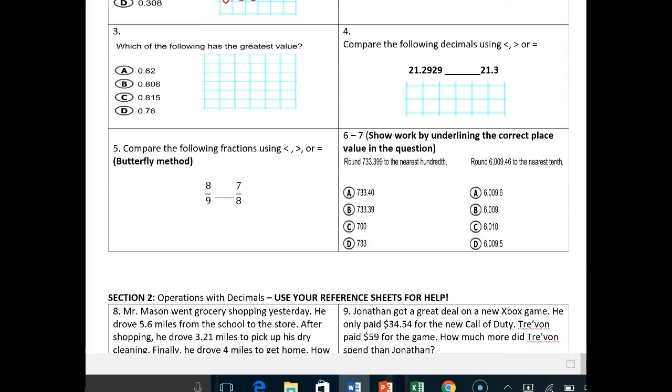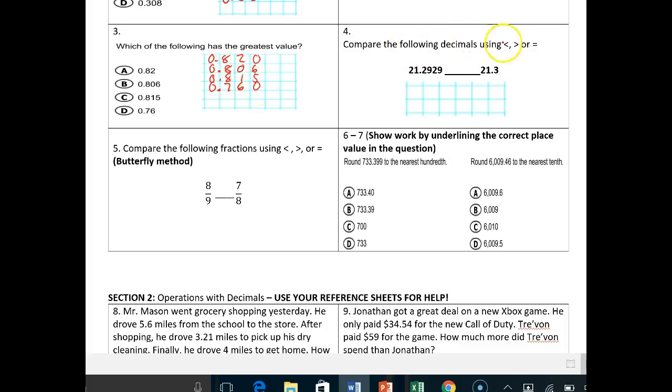Number 3, which of the following has the greatest value? So again, I would set up your table by stacking your numbers, fill in any empty spaces with zeros, and look for the greatest value, comparing these numbers to each other.